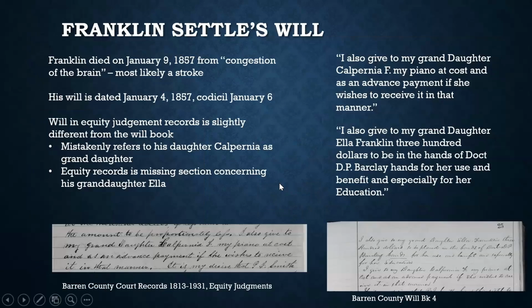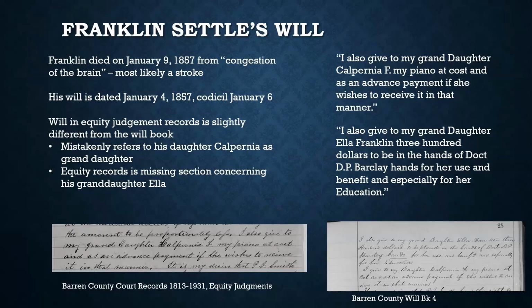In 1857, Virginia's father, Franklin, died. He died from congestion of the brain, which may have been a stroke. He seemed to have written his will a couple days before he died, so it's unclear if maybe he had a stroke and then lingered and maybe had another one, or maybe if he had meningitis or some sort of brain fever of some type, but he did hang around for a little bit.